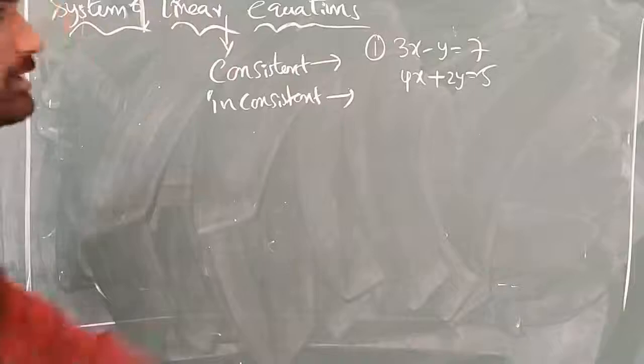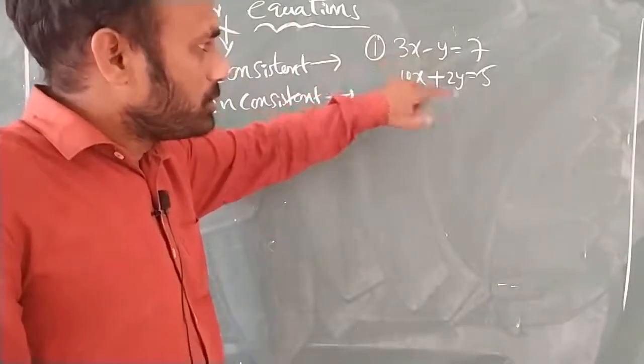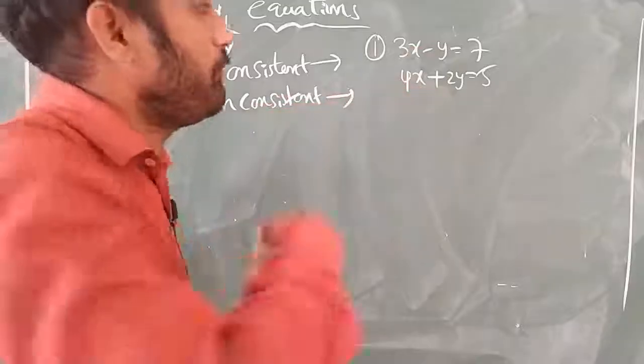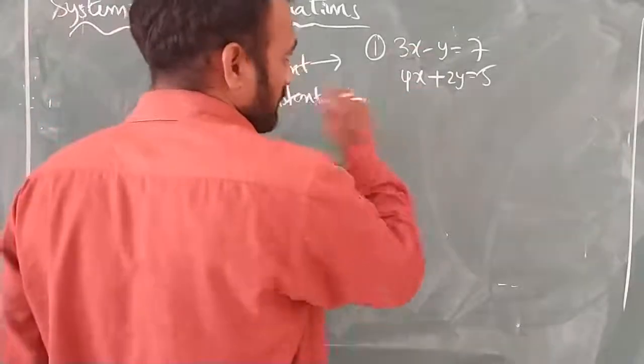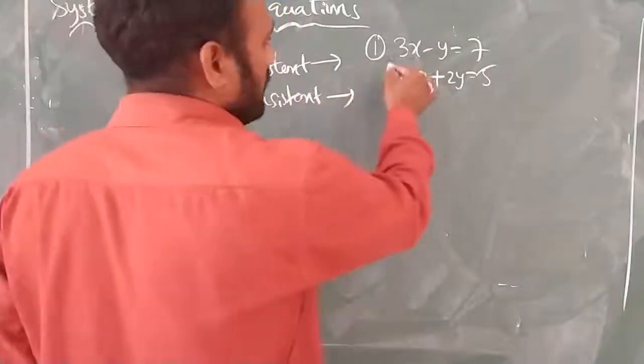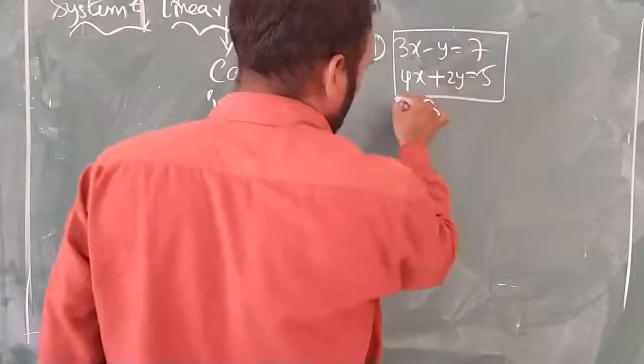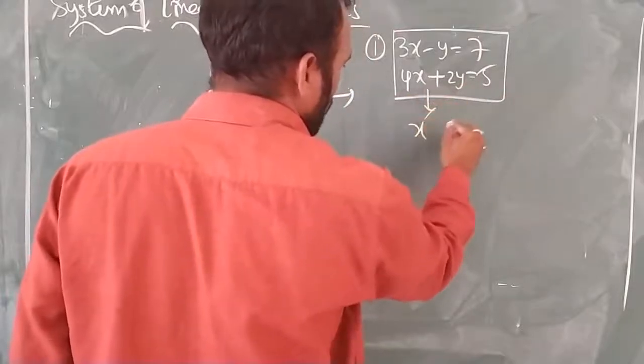If you find the solution of these two linear equations, you are going to get values which will satisfy both equations. That's the reason, if I am solving these two linear equations, I am going to get the x value and the y value.